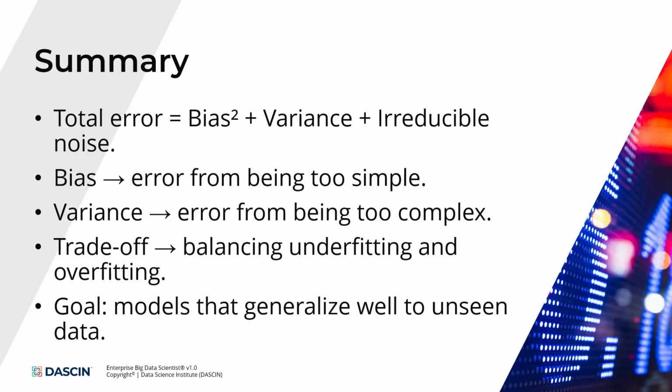To summarize, model error can be decomposed into bias squared, variance, and irreducible error. Bias comes from overly simple models, while variance comes from overly complex models. The trade-off between the two is central to machine learning. Our goal is always to strike the right balance, reducing underfitting and overfitting, so that our models generalize well to unseen data.